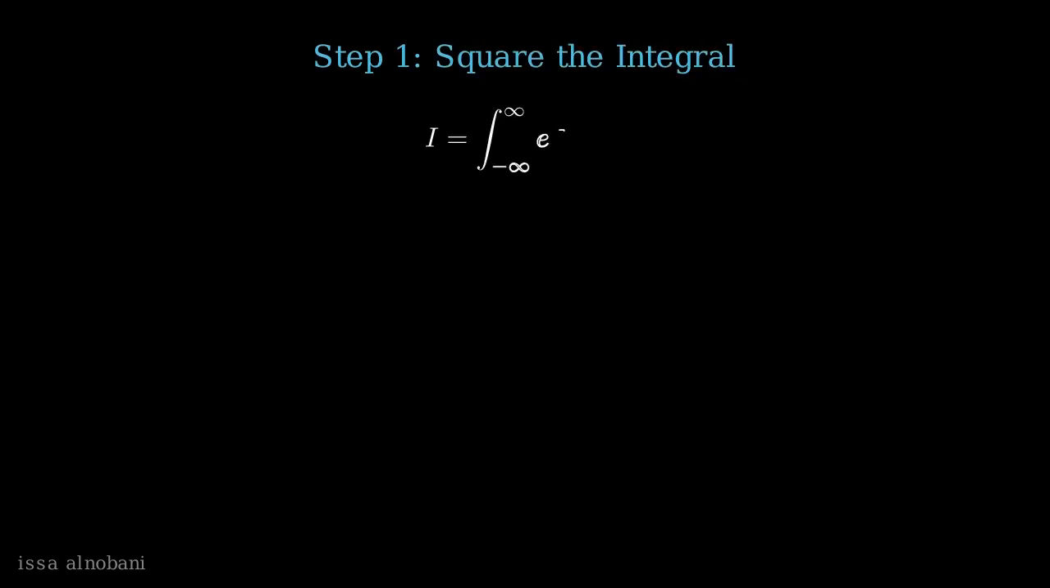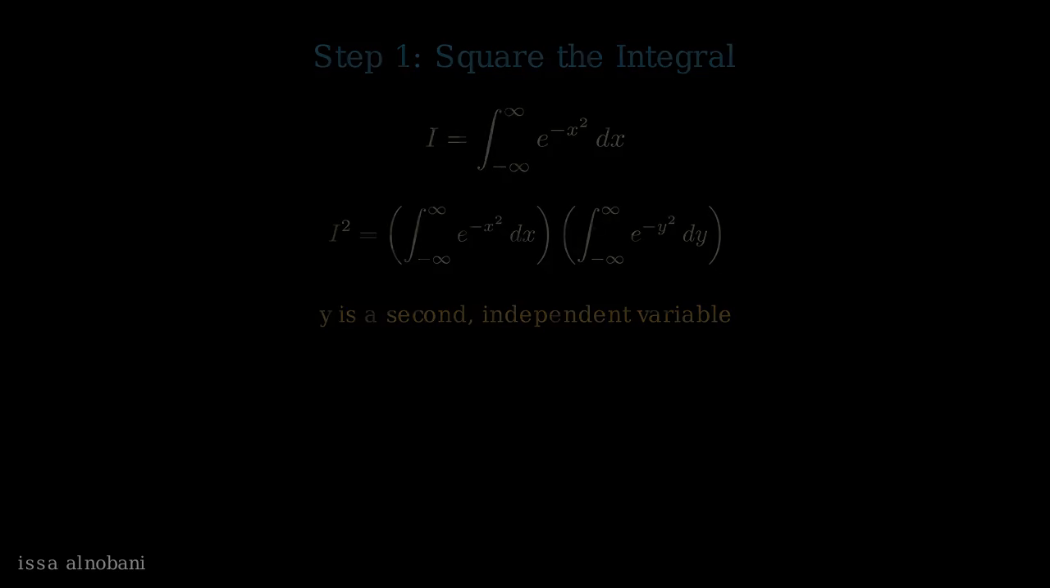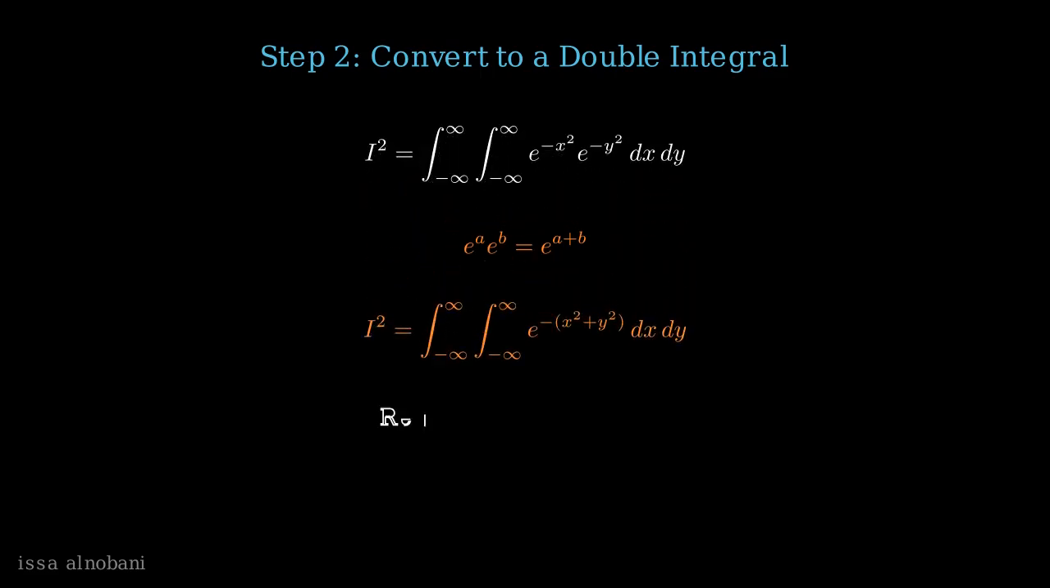We write I squared as the product of two copies of the same integral, using a different variable, y, for the second one, since the two integrals are independent. By Fubini's theorem, the product of two separate integrals can be written as one double integral. Since e to the a times e to the b equals e to the a plus b, we combine the exponents to get e to the negative x squared plus y squared. This double integral covers the entire xy plane.